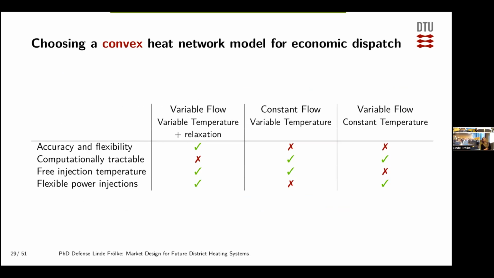Then there are 2 options, either to fix the flows or to fix the temperatures in the system, which have both some loss of accuracy and flexibility, but we gain computational tractability. The first one of these 2, the constant flow and variable temperature model, has the disadvantage that the power injections at the nodes already become rather fixed, and especially the direction of the flow in the node already has to be fixed, so it's already decided if it's a load or a generator. And therefore we decide to go for this final formulation with variable flow and constant temperature. This comes at the price that there's no longer free injection temperature for the nodal generators and consumers, but we gain more flexibility.